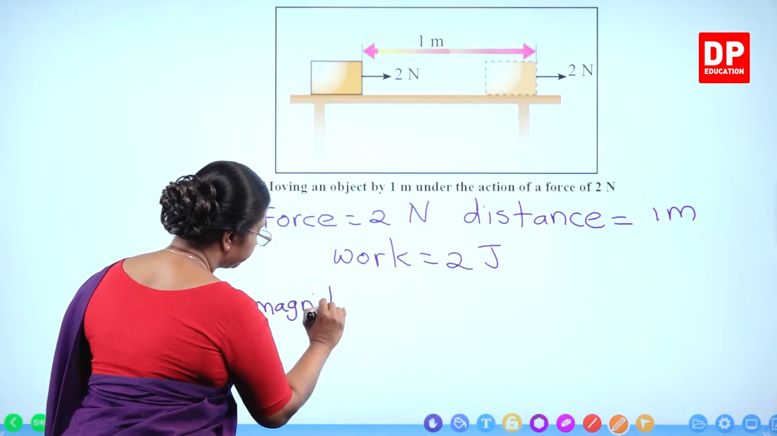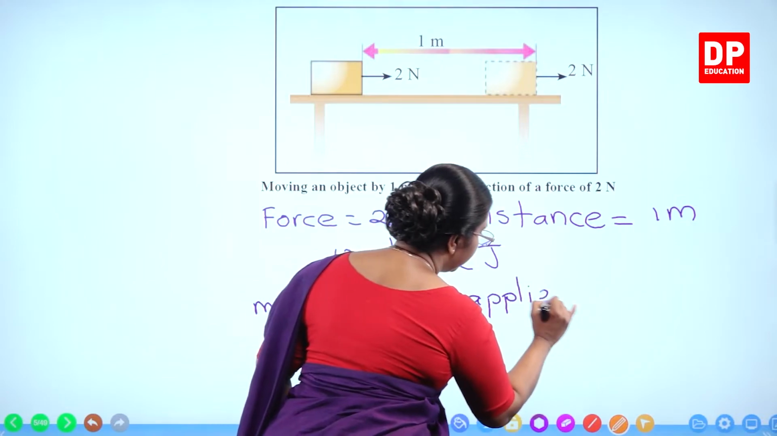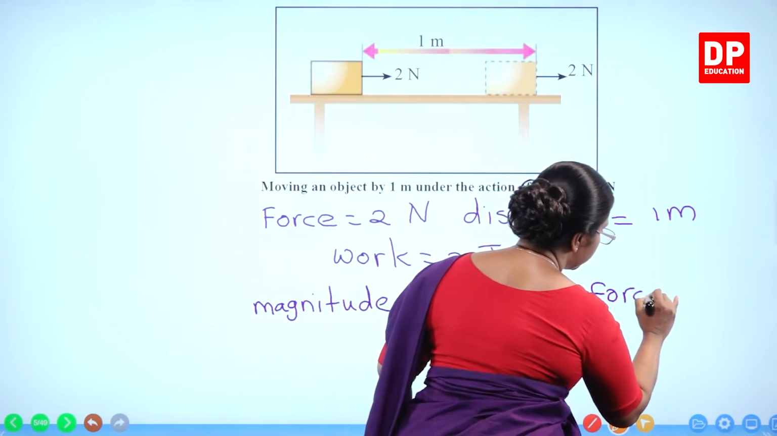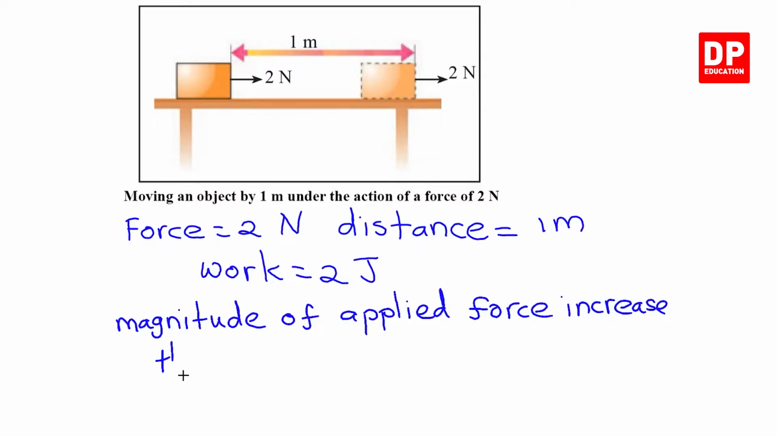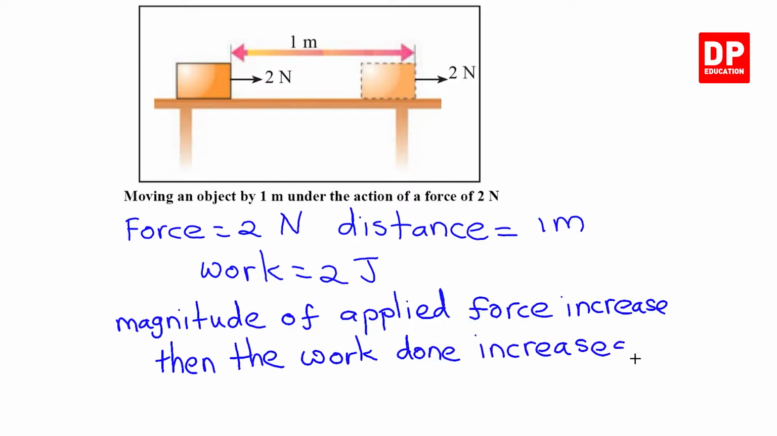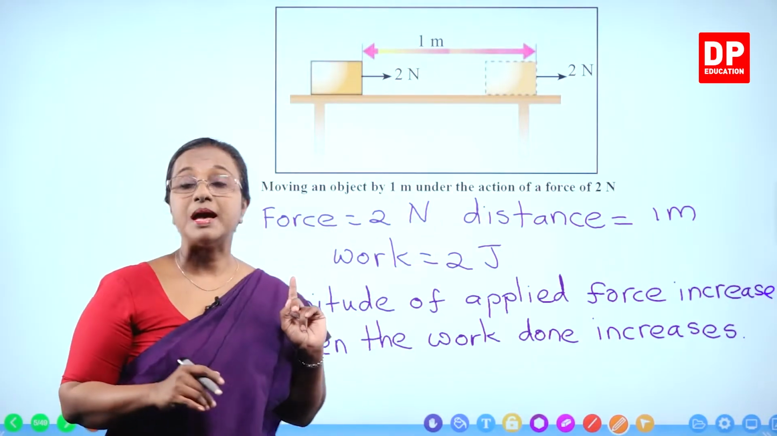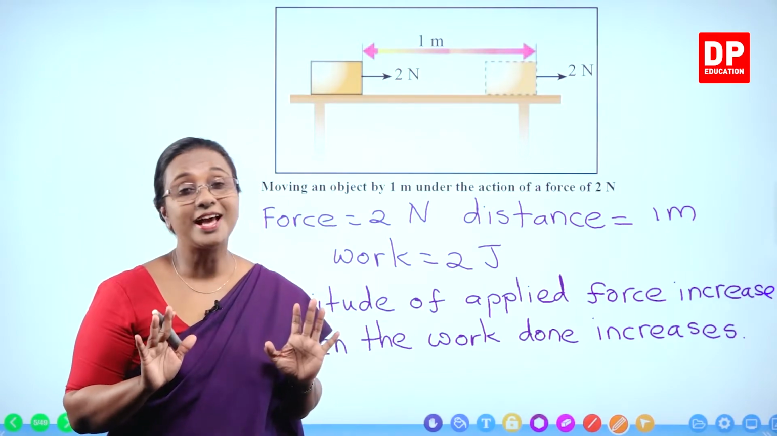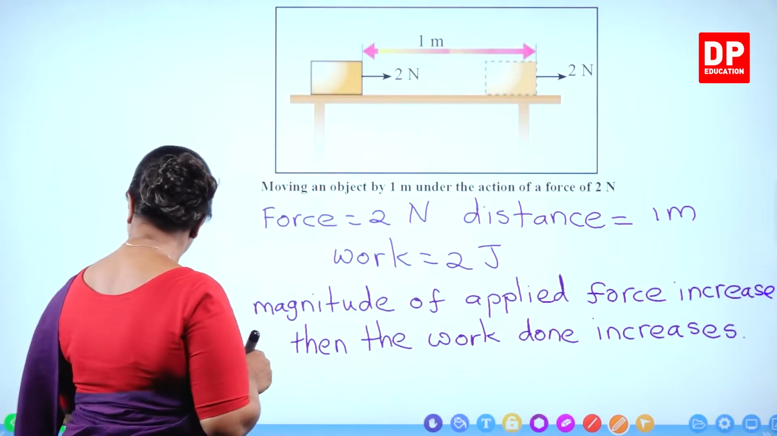Magnitude of applied force increases, then the work done increases. So from that you all can understand that the work depends on the magnitude of force. I'm sure you all can understand that clearly. So with that, we'll move on to the next example.